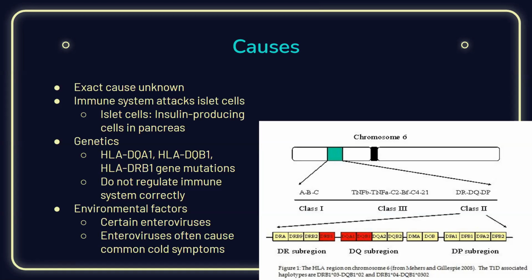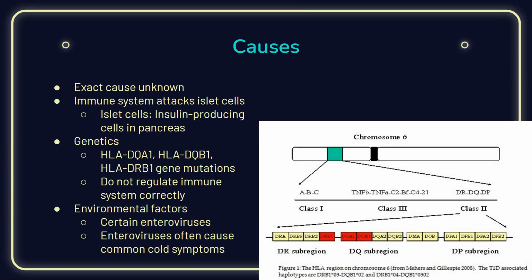There also might be genetic causes of type 1 diabetes. They might involve mutations in the HLA-DQA1 gene, the HLA-DQB1 gene, or the HLA-DRB1 gene. And this might cause a change in that the body cannot regulate the immune system correctly. So the cause of type 1 diabetes, as mentioned, is when the immune system attacks certain insulin-producing cells, and these genetics affect the immune system, not specifically insulin.